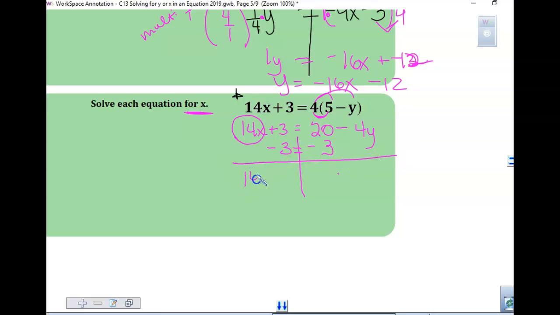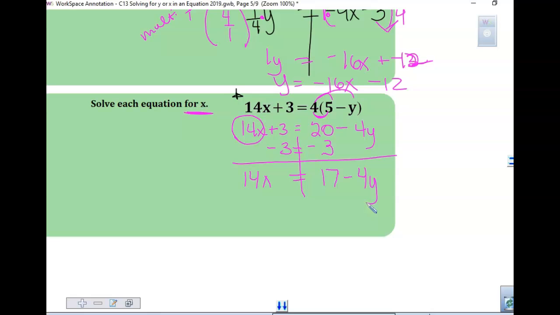I'm left with 14x plus 0, which is just 14x. 20 minus 3 is 17 minus 4y. This is ugly with this stuff, right? It's okay. We're gonna work on it a few days.